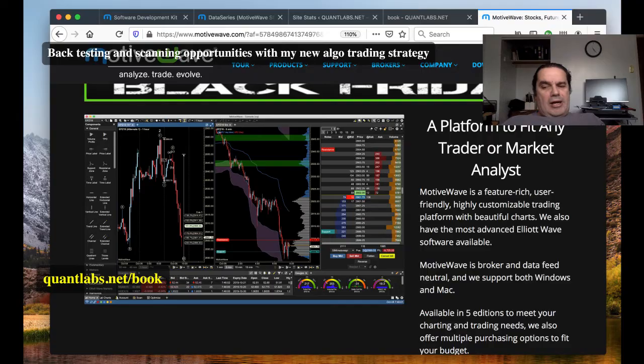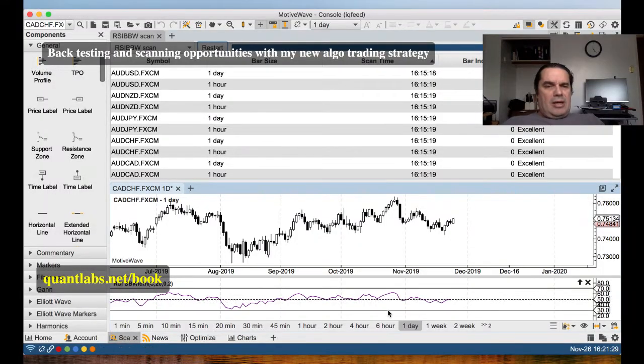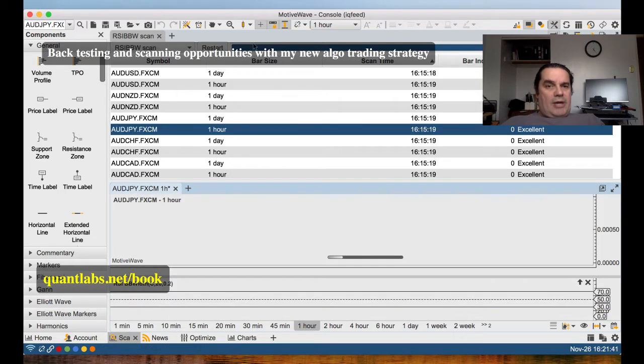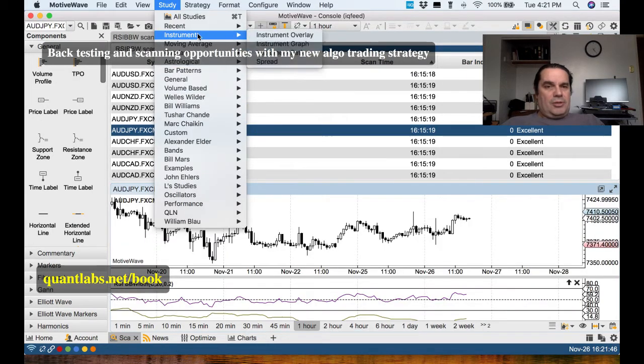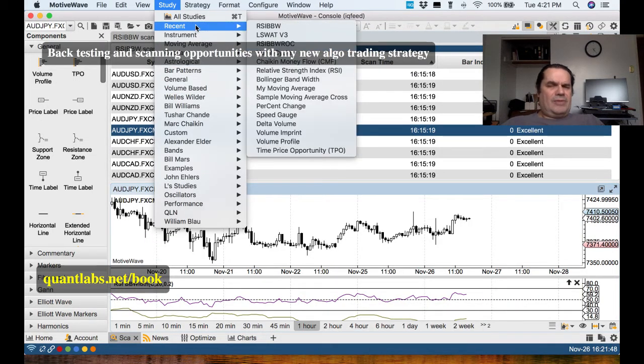All right, so I am specifically using the Forex option. So the data I'm looking at is from FXCM. So a couple of things I want to highlight here before I get started is the type of studies that I'm using, which is another way of saying indicators.